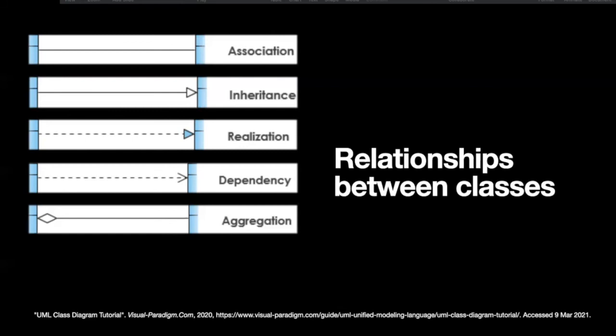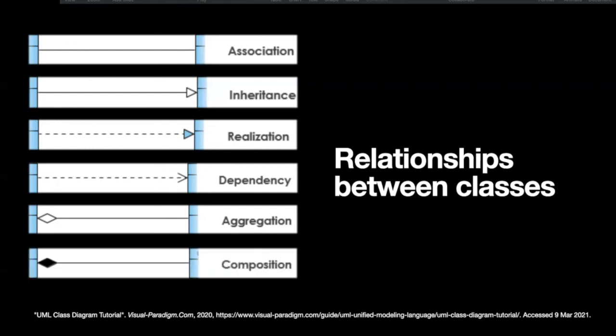Aggregation is another special type of association. It represents a part-of relationship. Class 2 is part of class 1. Many instances of class 2 can be associated with class 1. Objects of class 1 and class 2 have separate lifetimes.